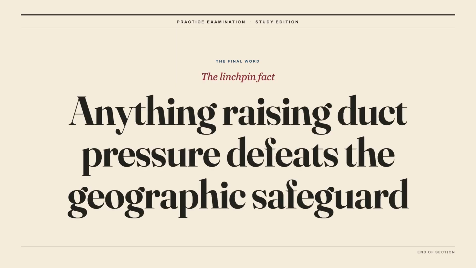Enterokinase is the linchpin. Knowing it lives in the duodenum explains why raised pressure in the pancreatic duct, like from ERCP, can push activation past what inhibitors can contain, causing pancreatitis.